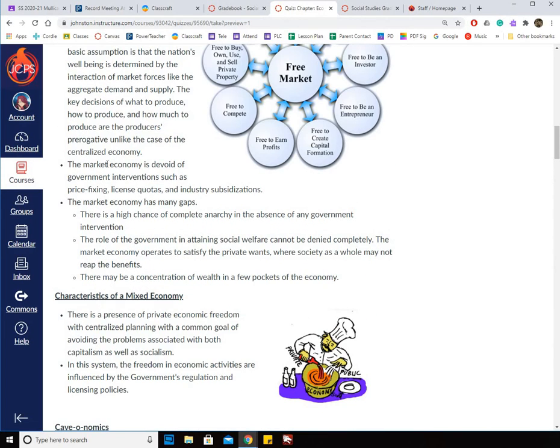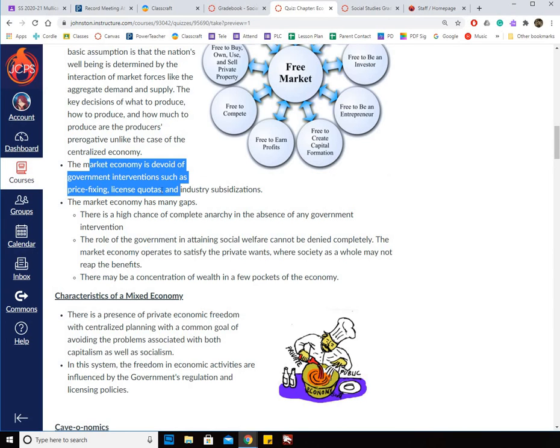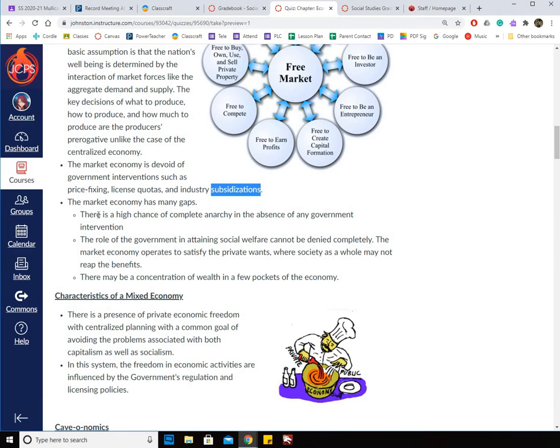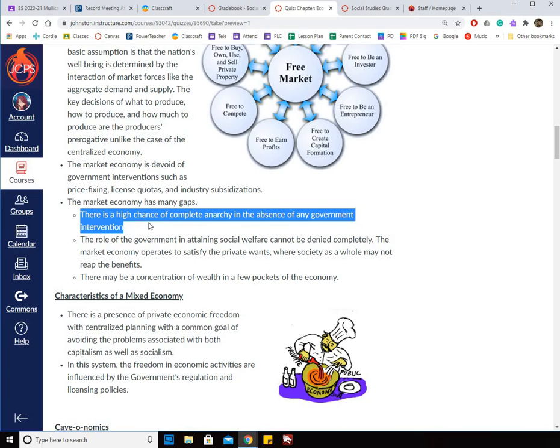Finish this part though. So the market economy is void of government interventions such as price fixing, license quotas, and industry subsidization. So this is getting like monetary help, subsidies. The market economy has many gaps. There is a high chance of complete anarchy in the absence of any government intervention. So let's say if somebody's charging too much and there's not enough supply, you might have people that will rebel and revolt and go and attack whoever it is that's selling something, because they're like, hey, you need to sell this cheaper.